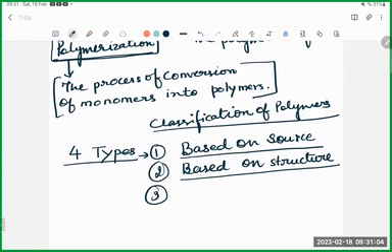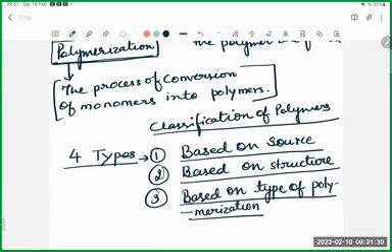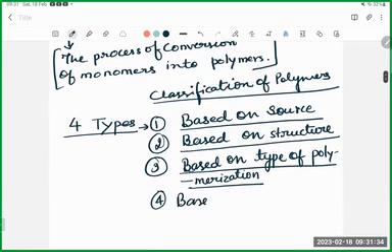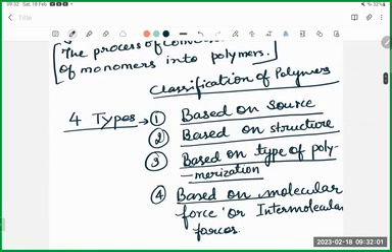Then the category goes, as I said, based on the type or mode of polymerization process. Are you clear? Yes. Based on type of polymerization. And then at last, based on molecular forces, that I said in interaction. Molecular forces, nothing but the intermolecular force of attraction I'm talking about. Okay, let me write that also. So these are the classification modes we have: source, structure, type of polymerization.